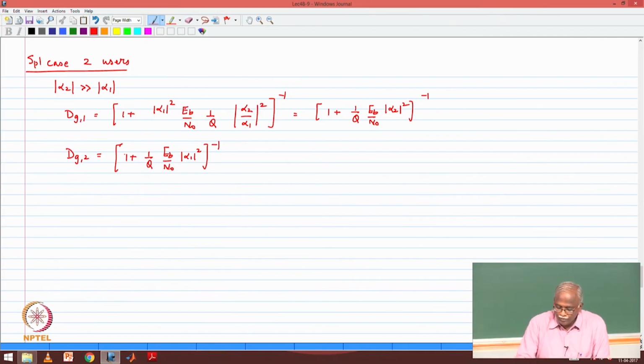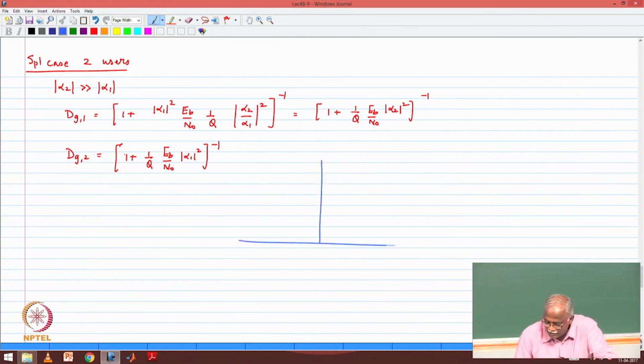Alpha 2, because it is in, if you write down the degradation for DG2, alpha 2 will come in the denominator. So it will dominate, it will suppress the others. So the DG2 becomes a quantity that is not significant, does not affect SINR much, but all the other DGs will affect the users.